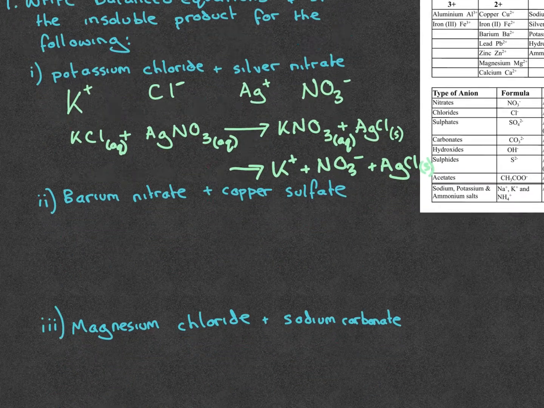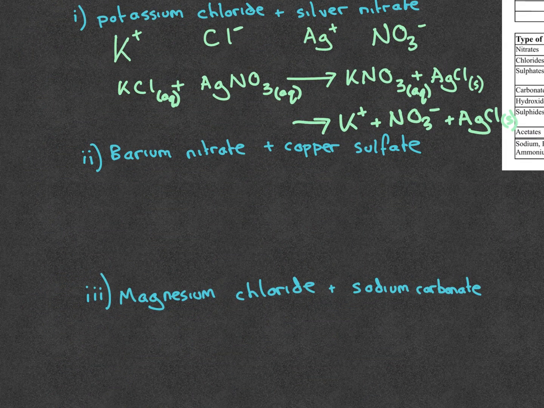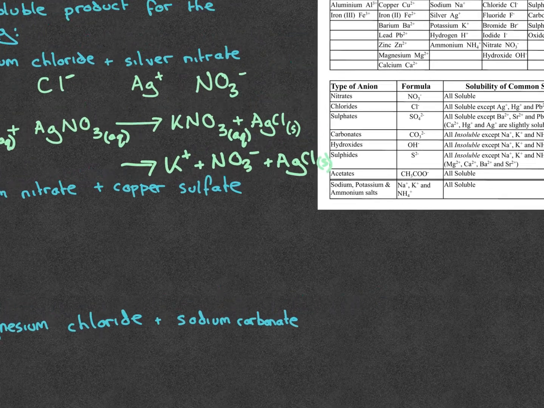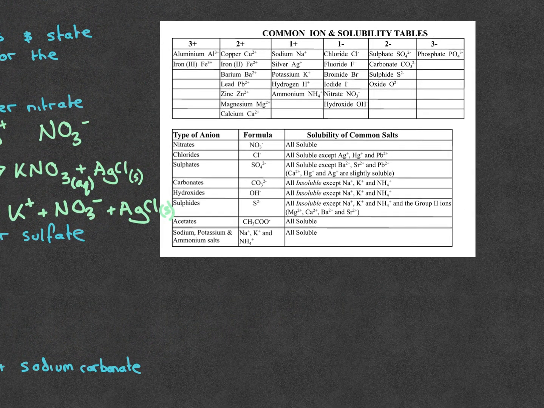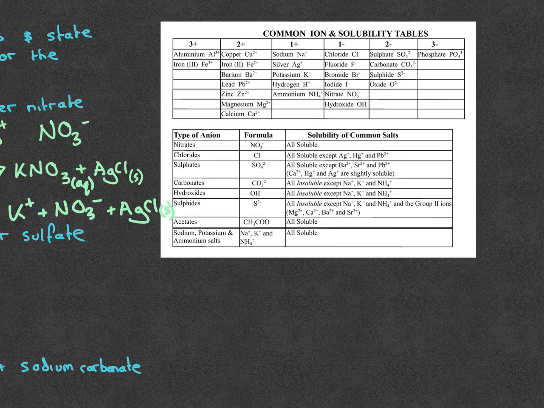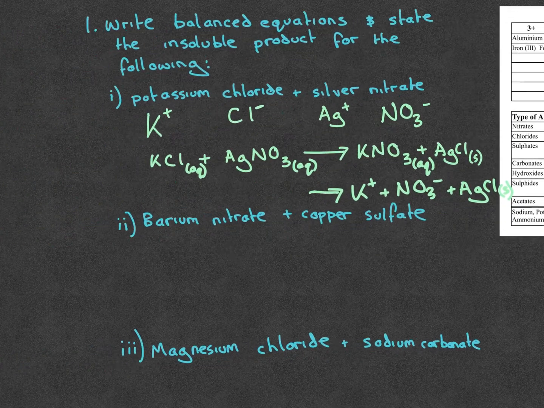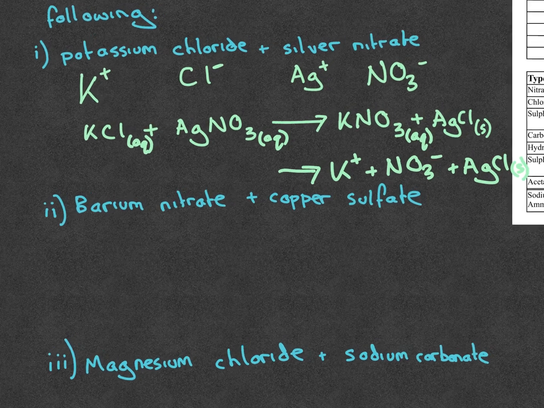Okay, so let's look at the next one here, barium nitrate and copper sulfate. Barium might be one that you might not be familiar with, so you can go over to your common ions table here and you can work out that barium is our 2+ ion, okay?